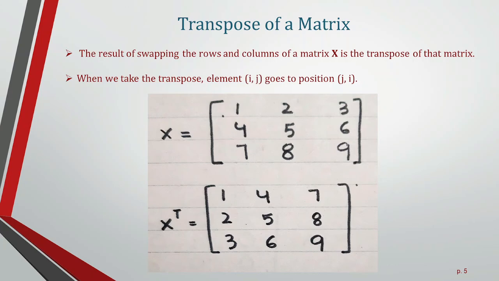Transpose of a matrix is a swapping of the rows and the columns. When we take the transpose, the elements of the rows go to the positions of the elements of the columns. In this matrix X, 1, 2, 3 is the first row and in the transpose matrix 1, 2, 3 is the first column. In X matrix 4, 5, 6 is the second row. Here in the transpose matrix 4, 5, 6 is the second column. And 7, 8, 9 is the third row in X matrix, but in the transpose matrix 7, 8, 9 is the third column.